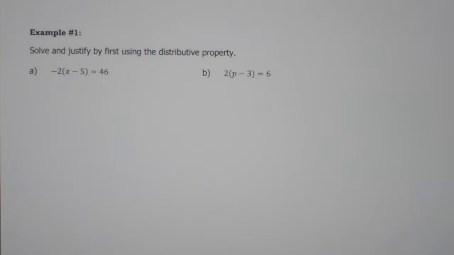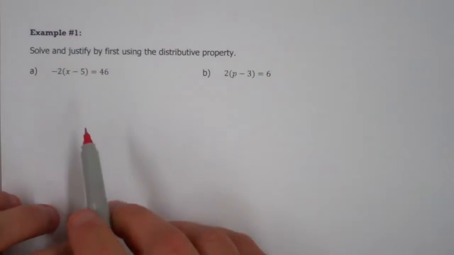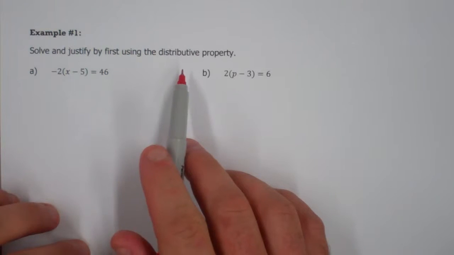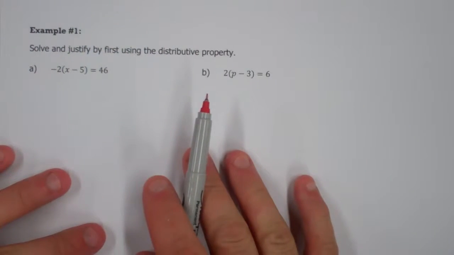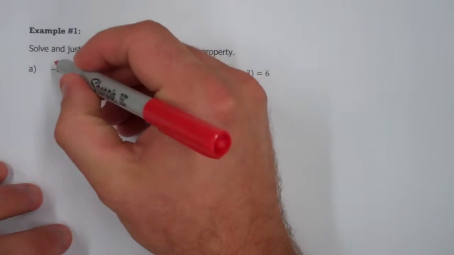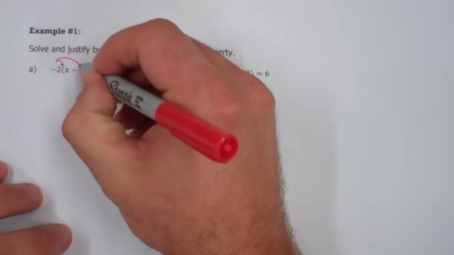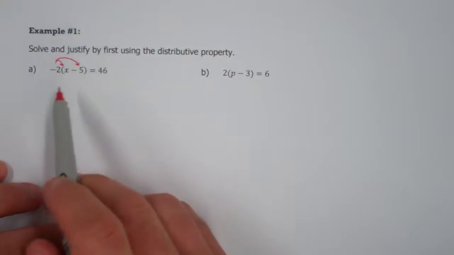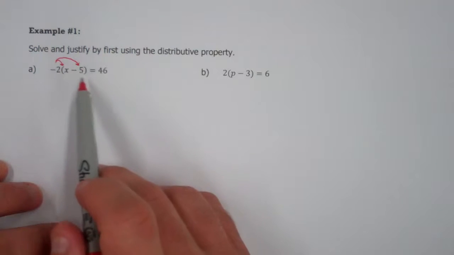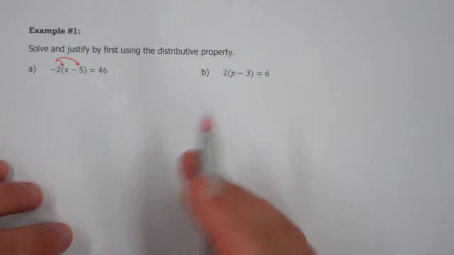Example 1 asks us to solve and justify by first using the distributive property. There's a couple different ways that you could solve these, but we are asked to use the distributive property, so we'll try to do that here. Remember, when you're working on one side of an equal sign, like the left side here, -2, then in parentheses x minus 5, that's just an expression.